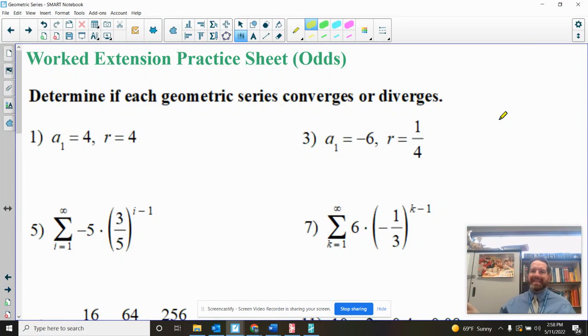Here we are working through the extension practice sheet, the odds. So if you are just getting ready for the power assignment, this will not be on the power assignment. It is good practice, though, for some of the portfolio work. It's just an interesting thing to know also, whether your series converge or diverge in these infinite sums. So let's give things a look.